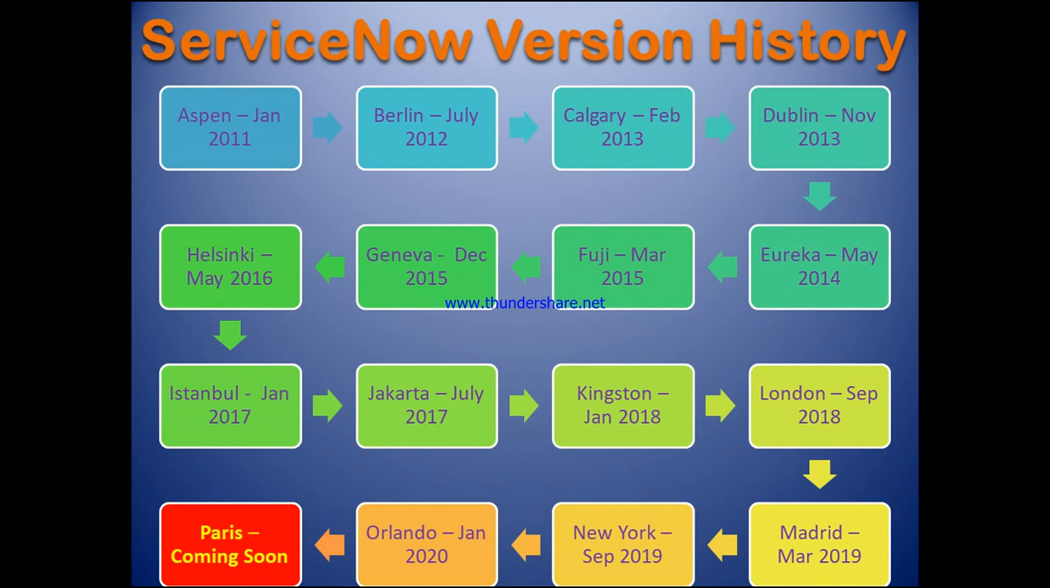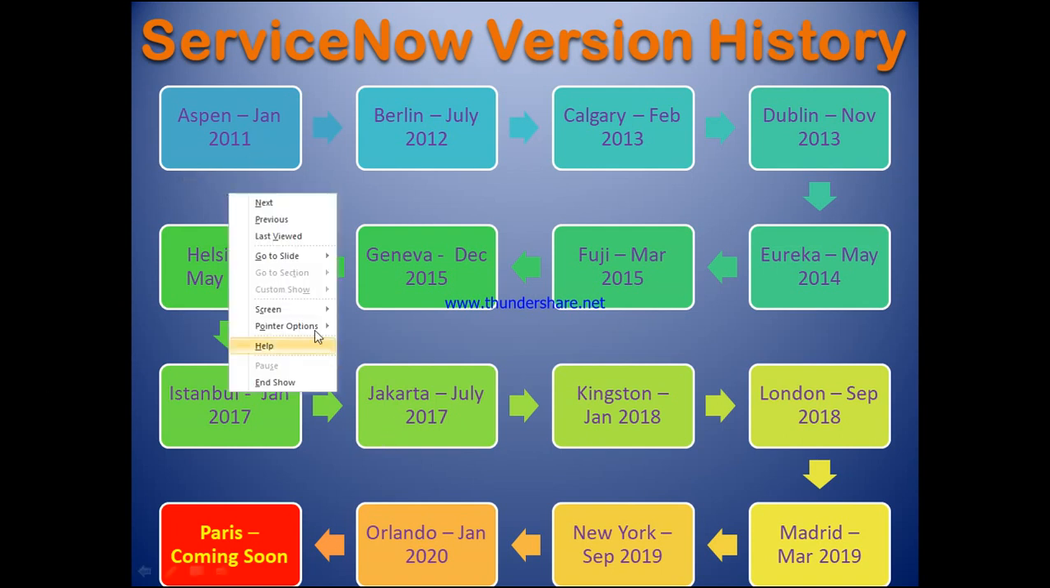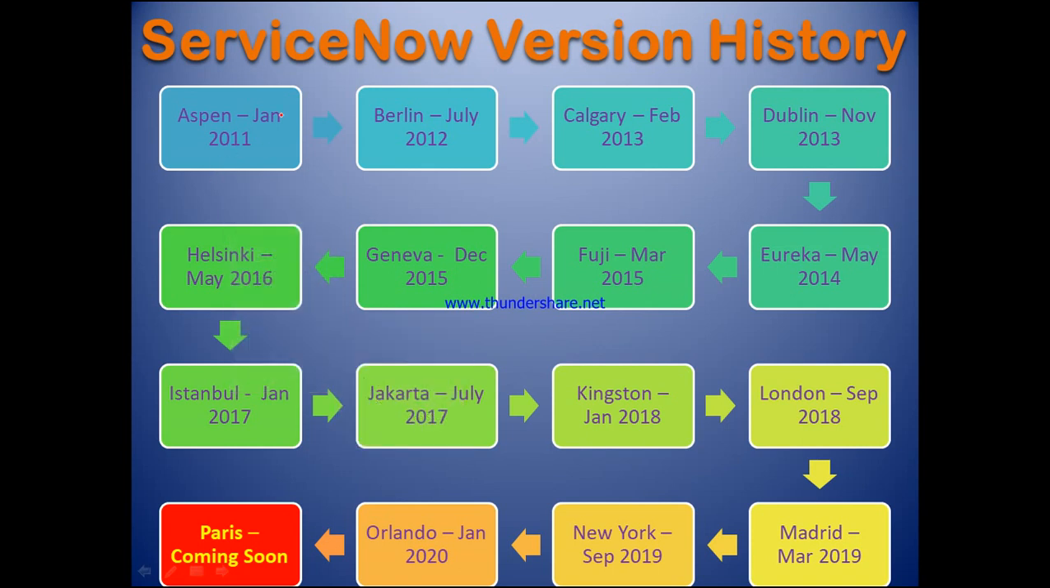History here means how many versions have been deployed by ServiceNow, or the upgrades or the families that ServiceNow has released. So first they started in 2011. Let me pick up the pointer again. They picked up 2011 and started with the San Diego, then went for Berlin in 12, then in 13 the Calgary, and in 14 the Dublin.